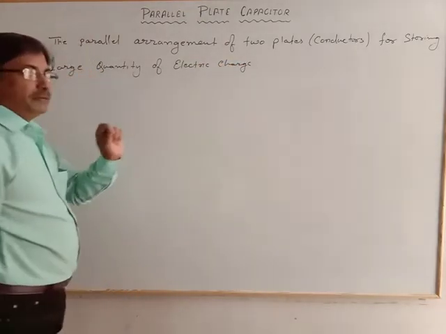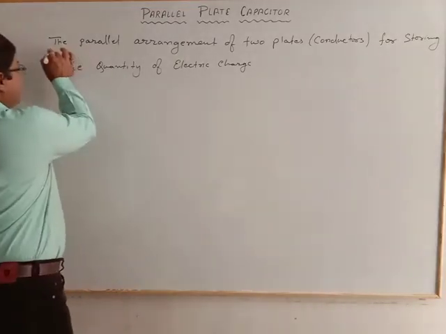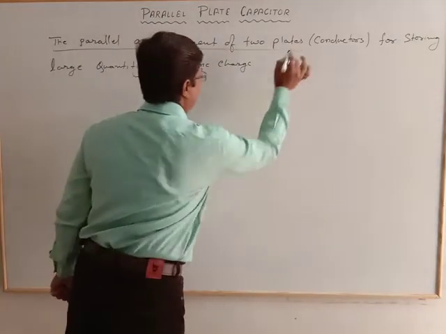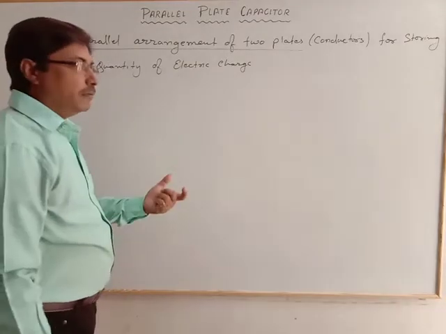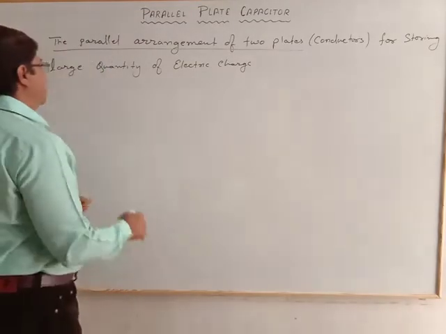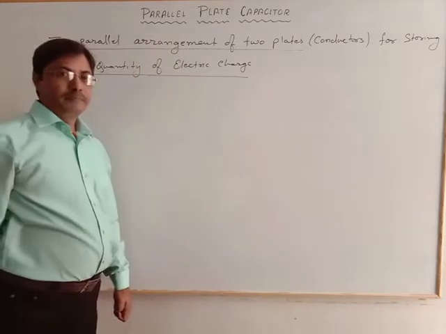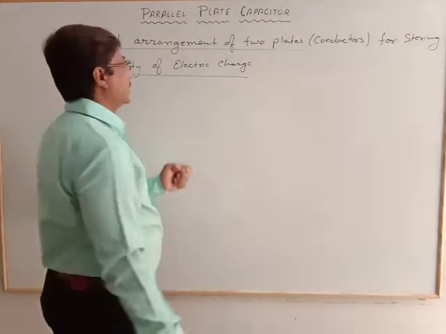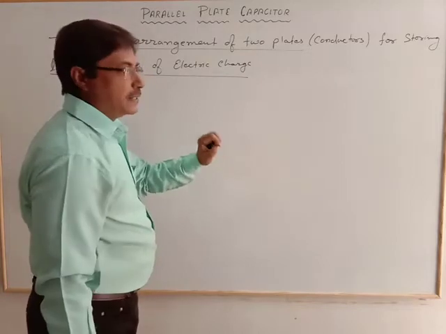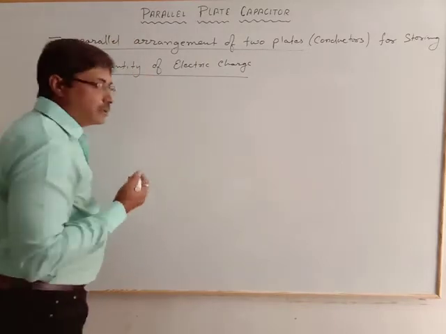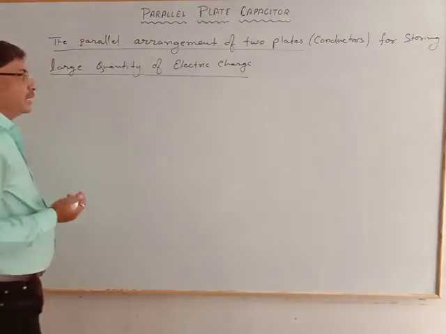Now what we observe here is that it is the parallel arrangement of two plates, and its activity is that it will store a large quantity of electric charge. That is the device, the parallel arranged capacitor. Now we understand how it acts.